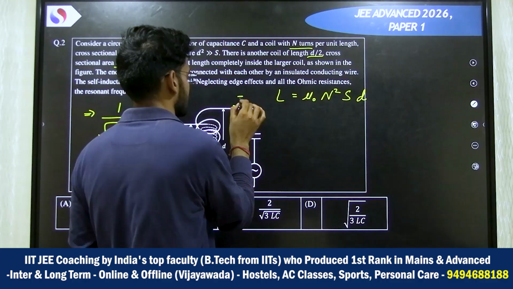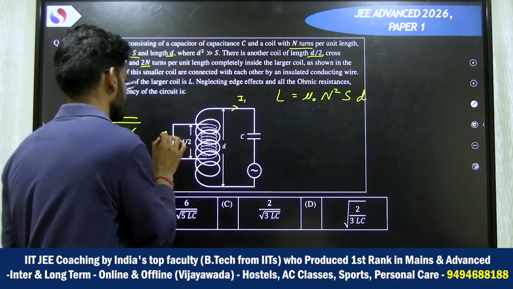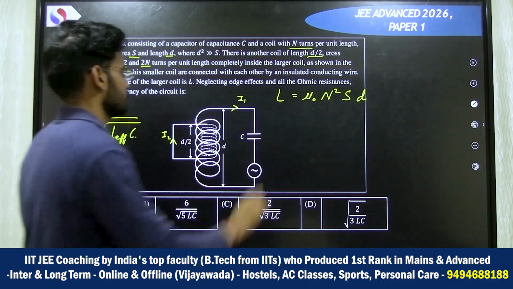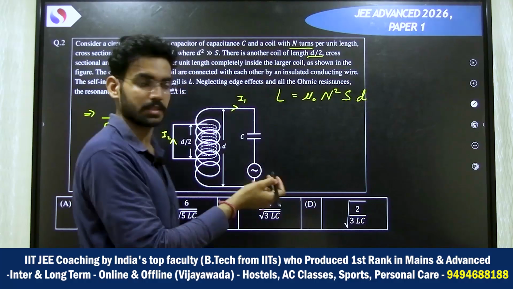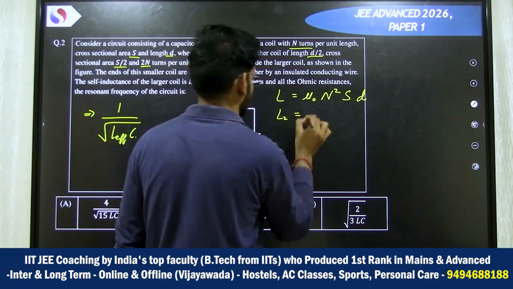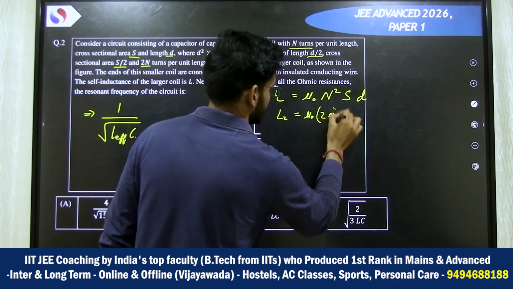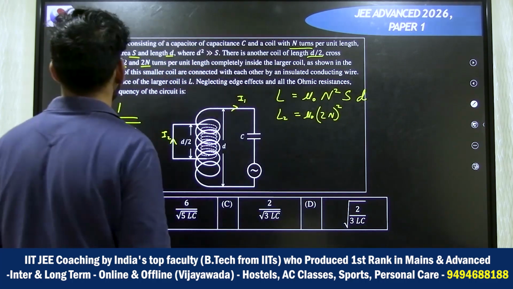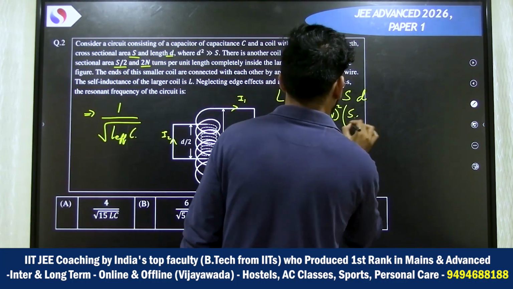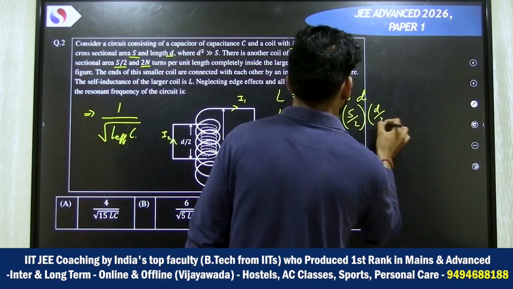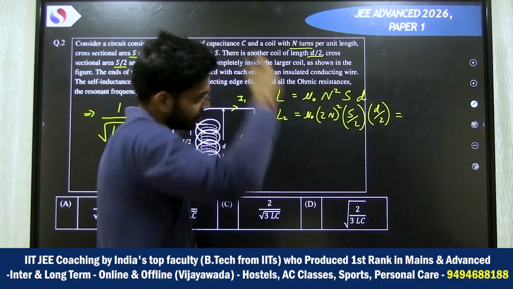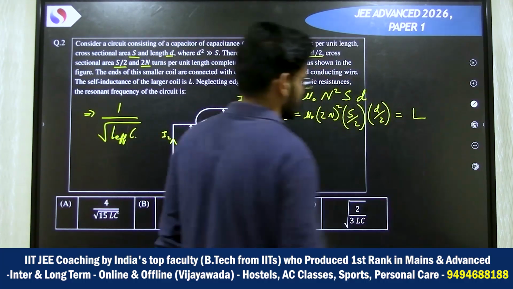In this one you consider I1 current and in this one you consider I2 current. First of all, I1 is there, correct? So L2 will be what? L2 will be mu naught into 2N square into S area, which is S by 2 as given, and D is also given as D by 2. If you see, the factor of 4 cancels out, so L2 is nothing but L.